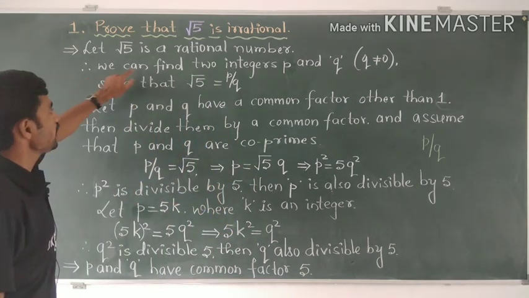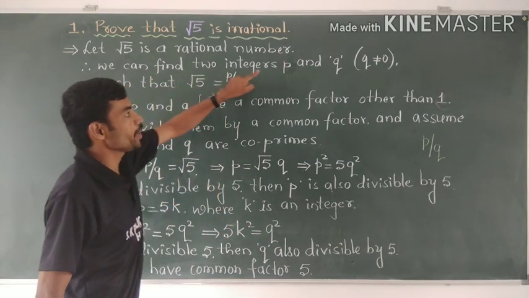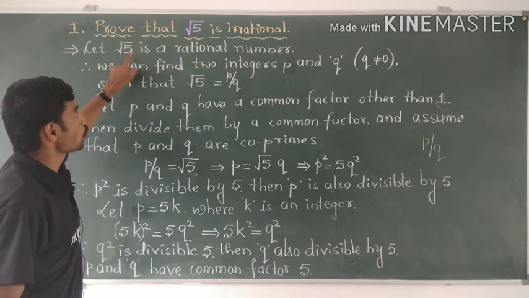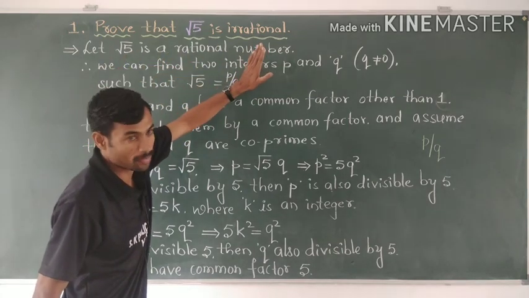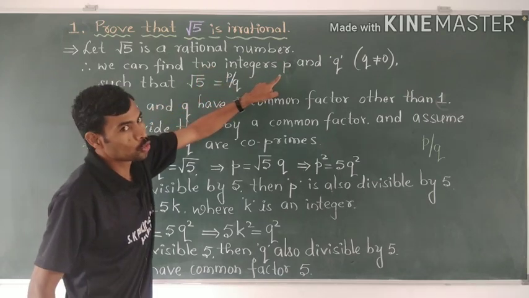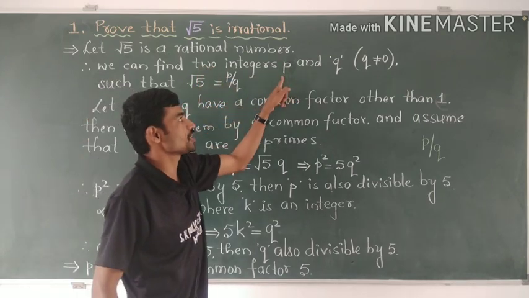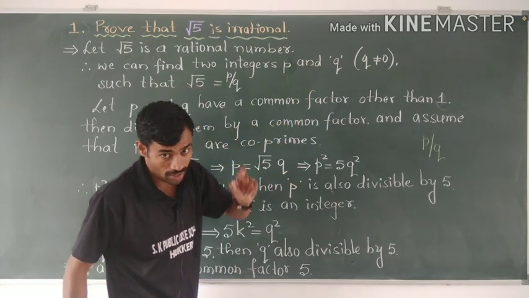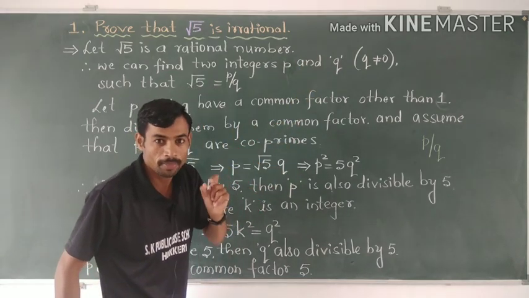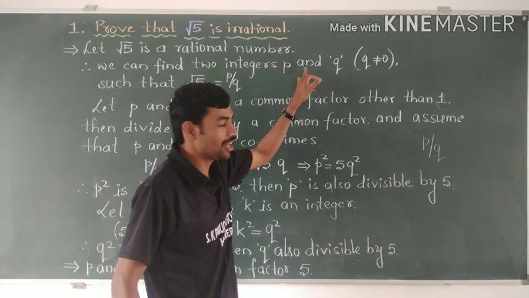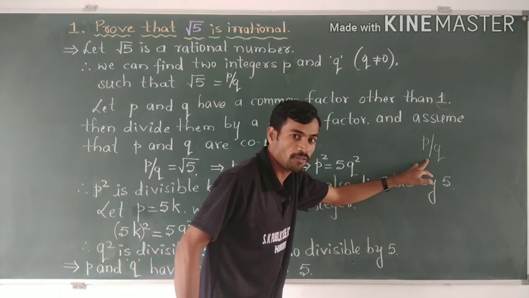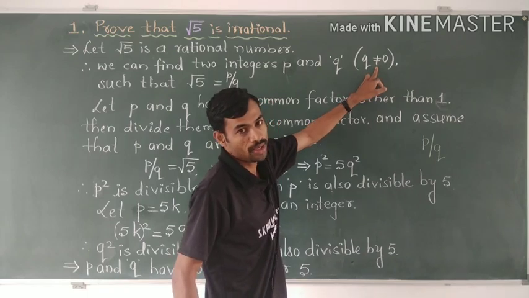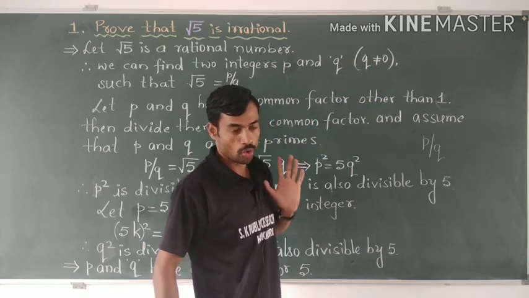We can find two integers. If root 5 is a rational number, we have to take two positive integers p and q. If the given number is a rational number, it can be expressed in the form p by q, and q should not be equal to 0.